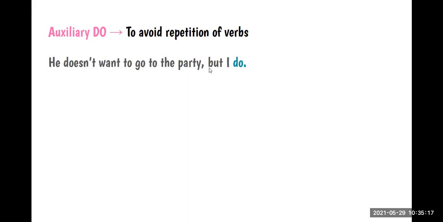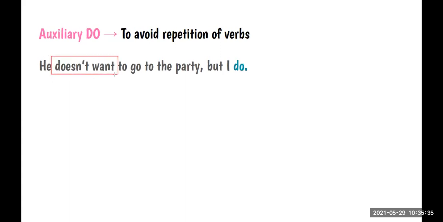So what are we replacing here? Yes, very good. We are replacing want to go to the party. So, para no repetir, but I want to go to the party, we say but I do. Okay, so we don't repeat again the verb.